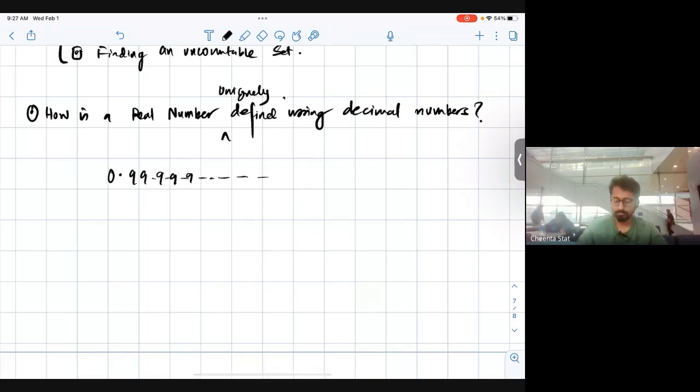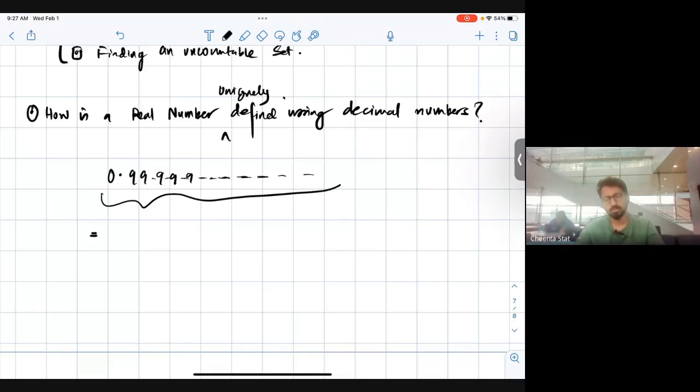The 9 continues. What is the meaning of this? Can someone tell me? Why is it 1? It's recurring, yeah. Why is it 1, Vaishnavi? How can you prove it's 1? What is the meaning of this?